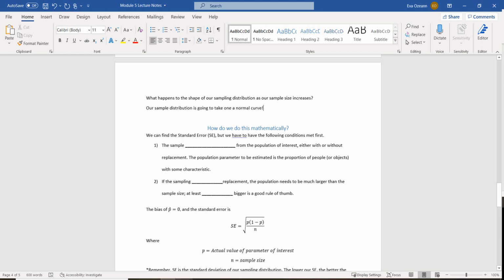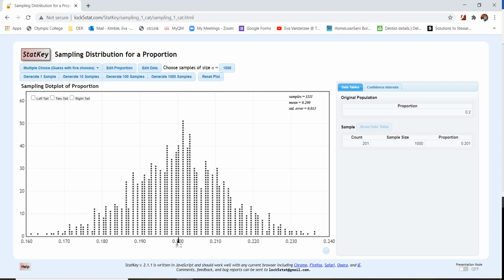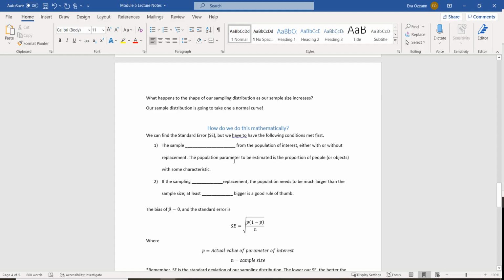And what's even cooler is if we look at this normal curve, the average of all those samples is going to look an awful lot like our population. That is so cool. And the standard deviation of this normal distribution is going to be the standard error. So, continuing down, how do we do this mathematically?